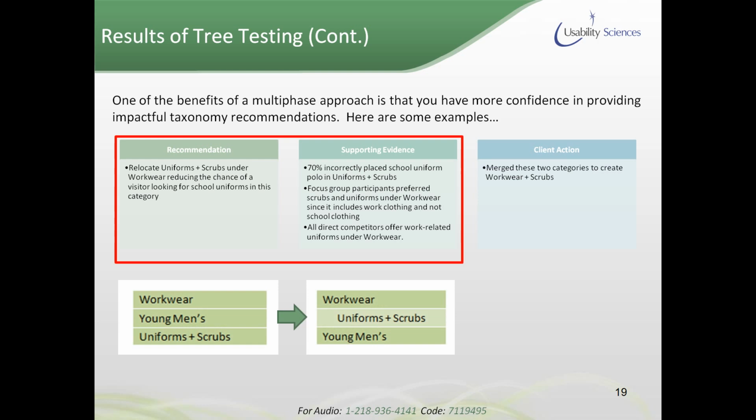So in this example, you see in the graphic in the bottom left, and obviously this is an abbreviated version of the taxonomy, but you had workwear, young men's, and uniforms plus scrubs. So what we recommended is that they relocate uniforms and scrubs under workwear. And the reason we did this is our recommendation was to reduce the chance that visitors, remember they were looking for school uniforms, would look for school uniforms within uniforms and scrubs because it's actually within young men's.